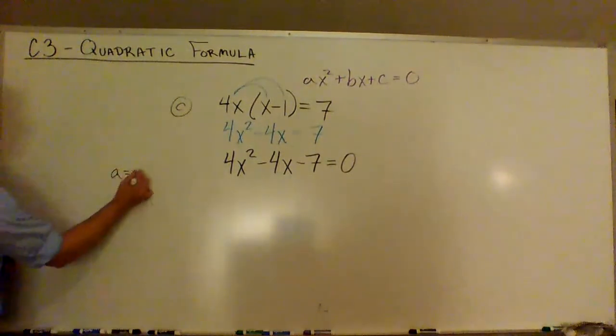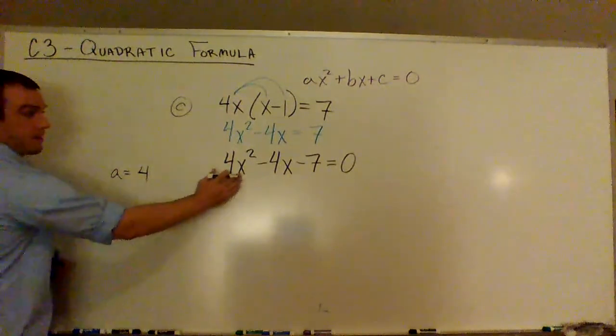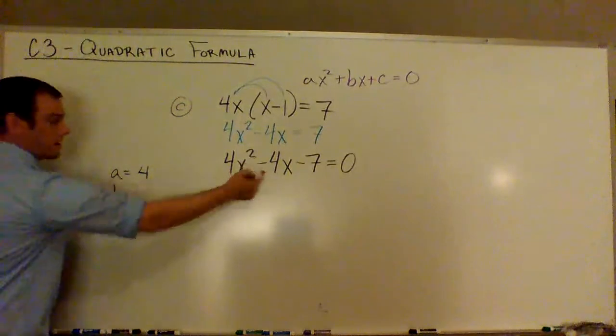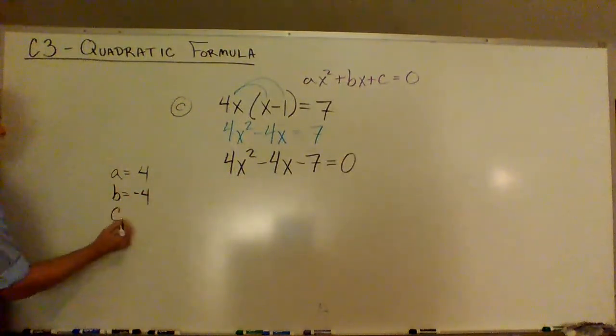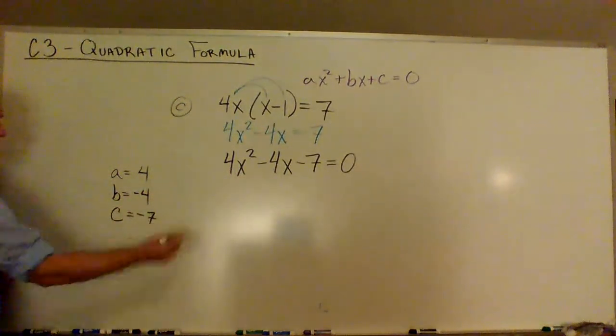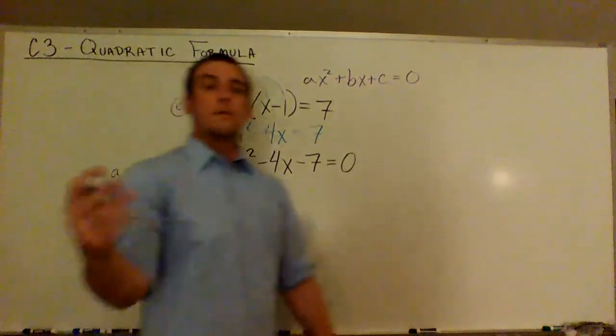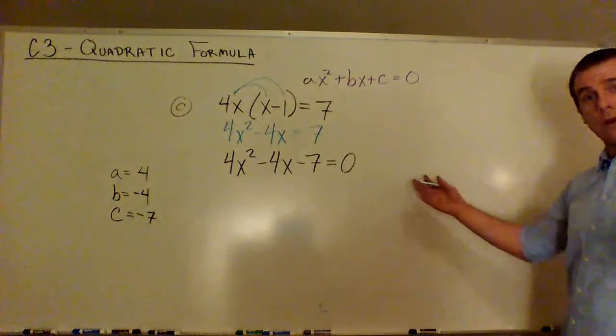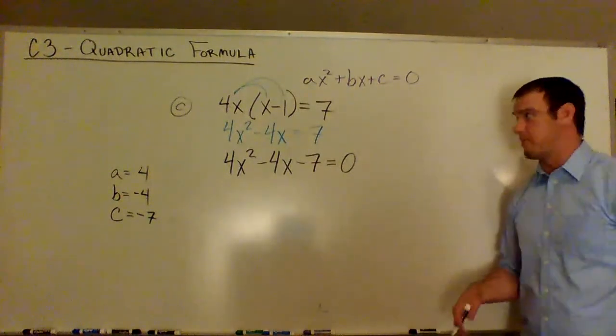So we've got a equals 4, right? A is the number in front of your x squared. B is going to be negative 4. C is negative 7. Okay? So, here we go. I assume you've tried the problem now. You're ready to watch me walk you through it.